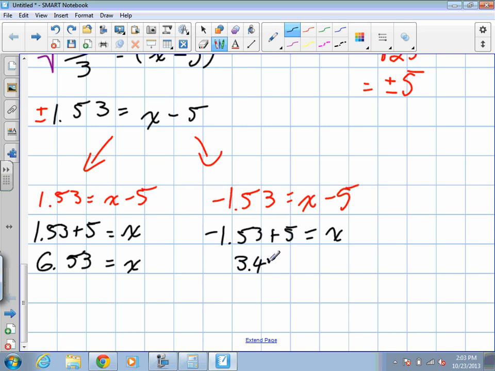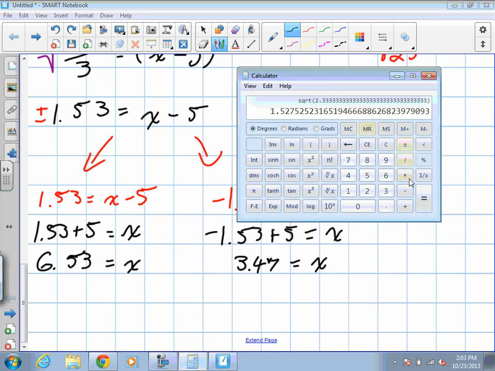Someone use a calculator for me there. Nobody wants to do it? Okay, I'll do it. Oh, did I do that wrong? Oh, it's supposed to be negative, sorry. 1.53. That's it, you're right. I'm right? Okay, plus 5. Great.